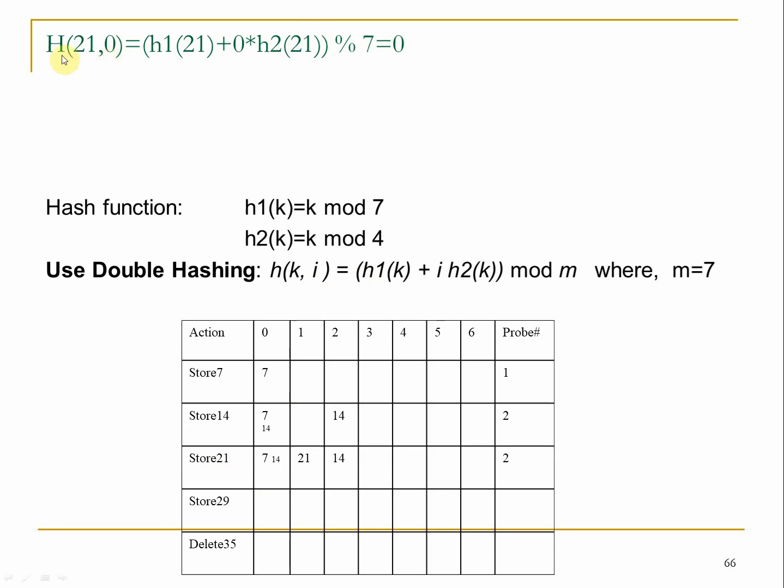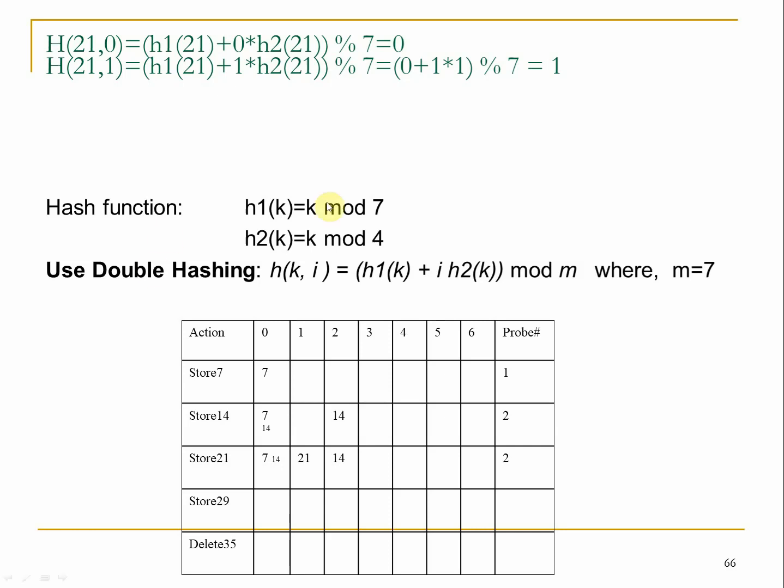Therefore, you can see that when i is 0, it gives you the home position. When i equals 1, you multiply whatever hash function 2 gives you, indicating how far away you want to search. For 21, you search one item away, so you get a value of 1. Say that store 7 is happening, and the home position of 0 is occupied: in the second hash function, 7 mod 4 equals 3, which lets you know that every time 7 fails a probe, 3 spaces away from the home position is what you need to try.